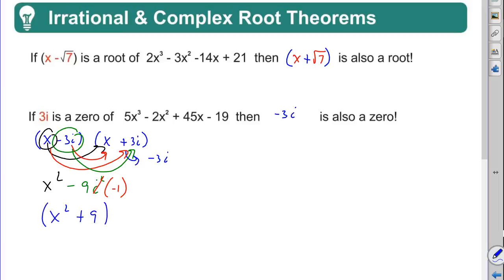Okay, so irrational and complex root theorems. Remember, whenever you have an irrational root or a complex number root, you always get its conjugate. That's the key.